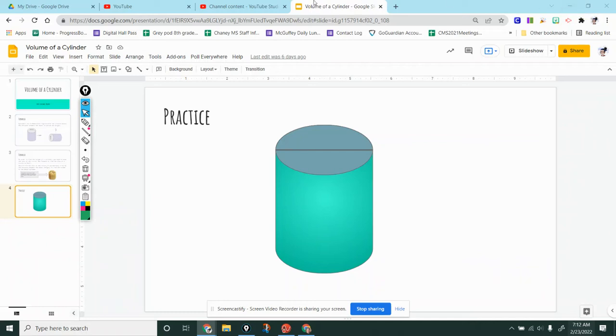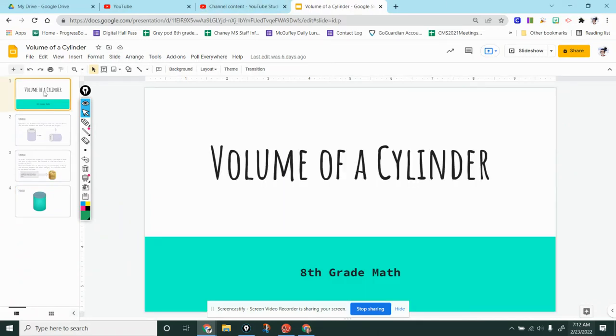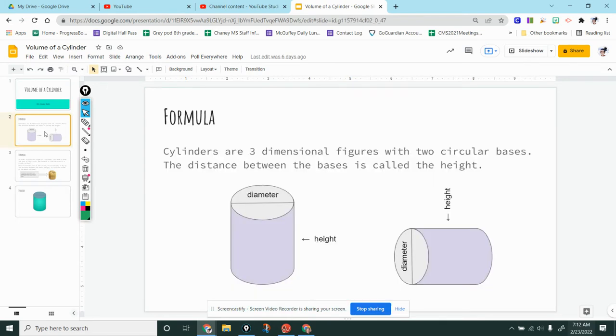Good morning. Today we're going to talk about finding the volume of a cylinder. This is what we're going to be looking at. So, first of all, cylinders are three-dimensional figures with two circular bases. The distance between the bases is called the height.